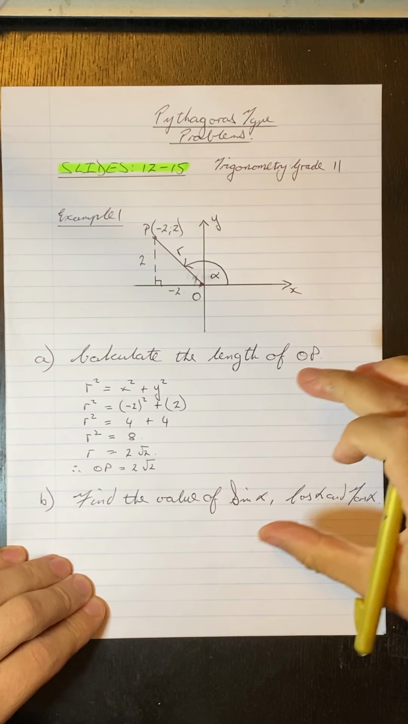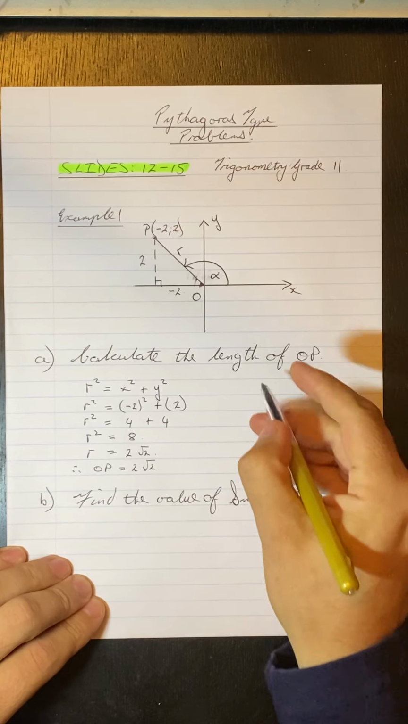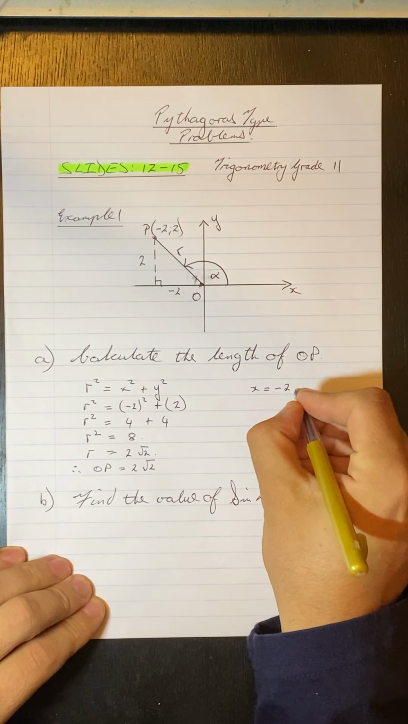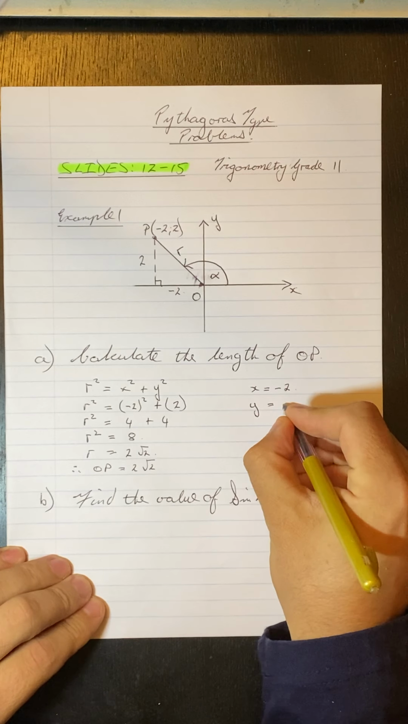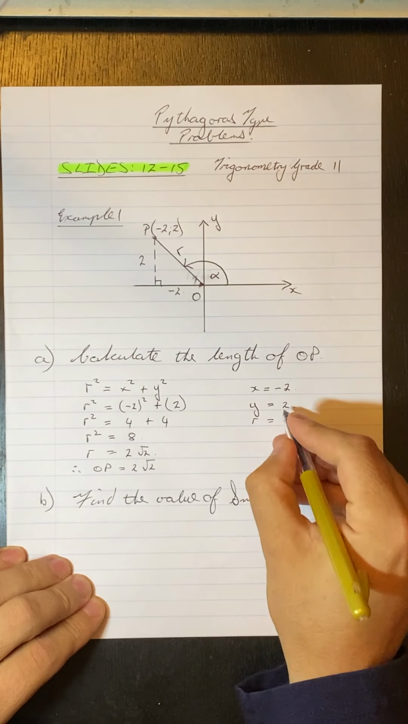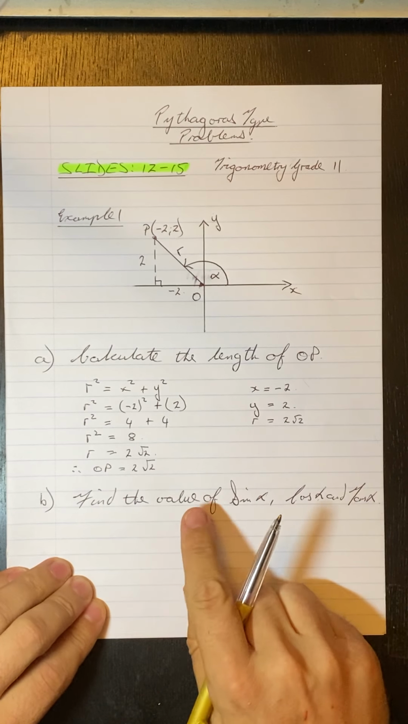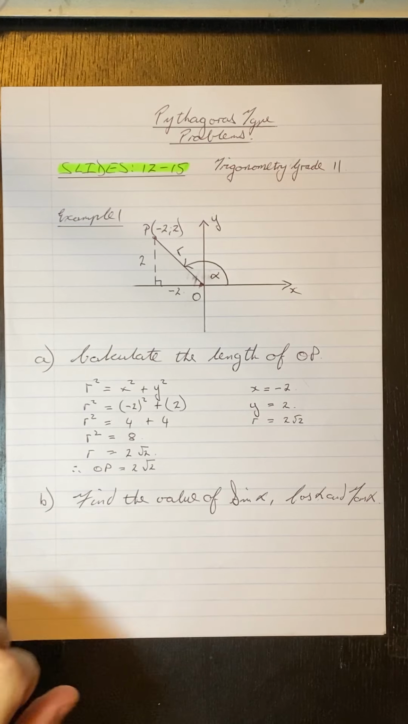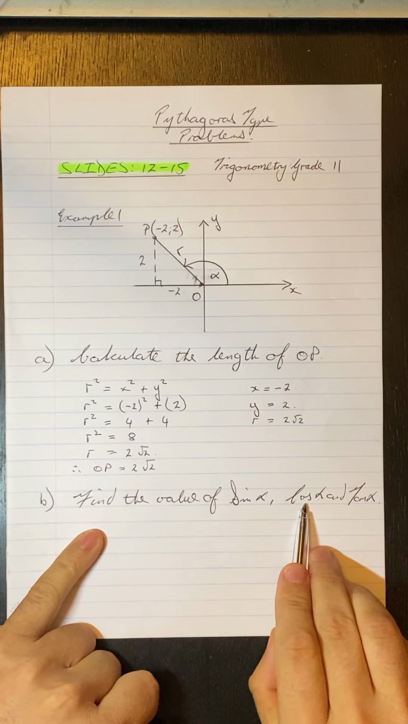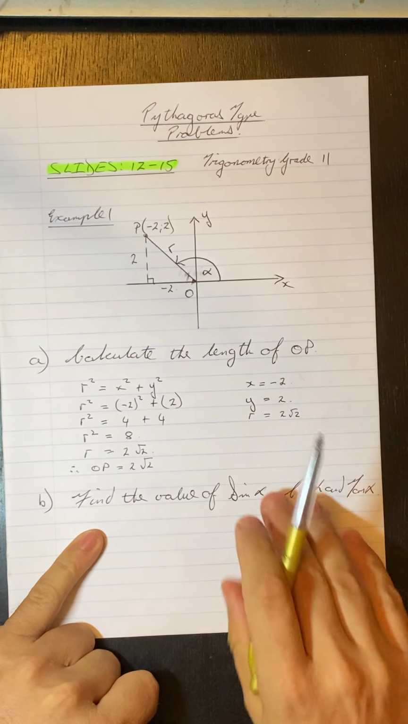Okay. What I would like to do now is just summarize what our values are. We know that our x value is equal to minus 2, our y value is equal to 2, and our r value we've just calculated to be 2 root 2. And the reason why I'm doing that is we're going to use it for our next question. Now they're saying, find the value of sine alpha, cos alpha, and tan alpha. So there's our angle alpha.